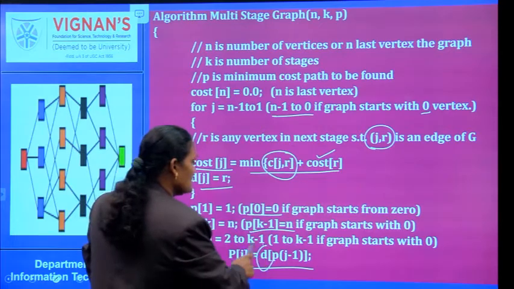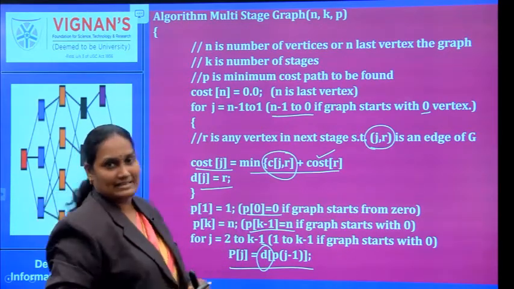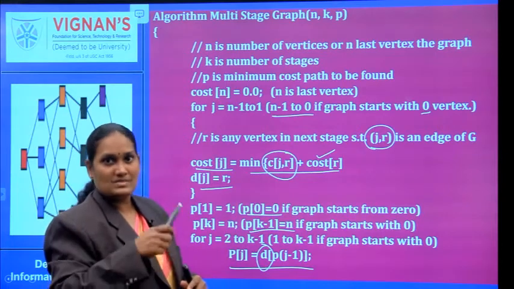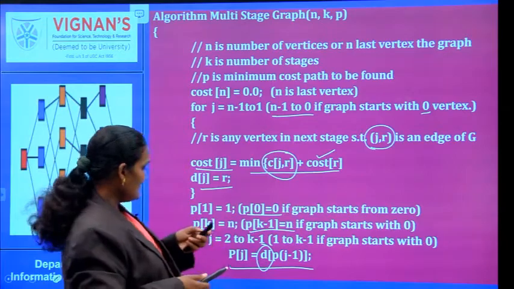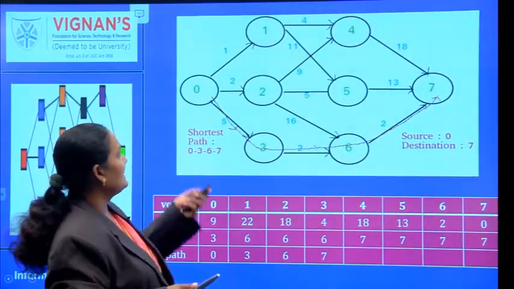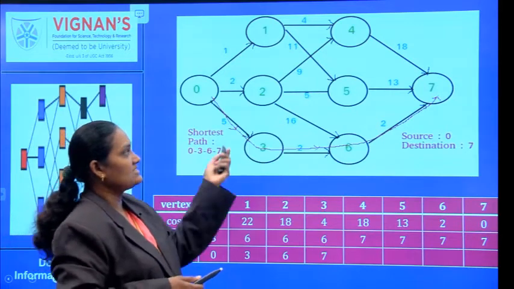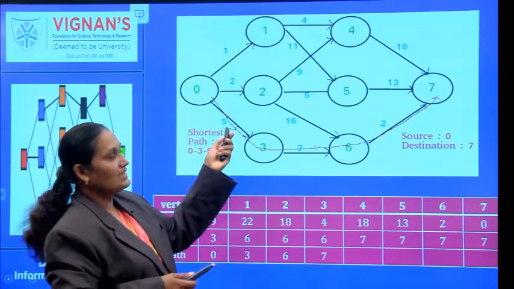Here we are using this D value to find the path. So by analyzing this algorithm, we can find the path from source to sink in any multi-stage graph. Let us see an example of solving this problem. Here I am given a multi-stage graph, and the costs of traveling from one vertex to another are also given.